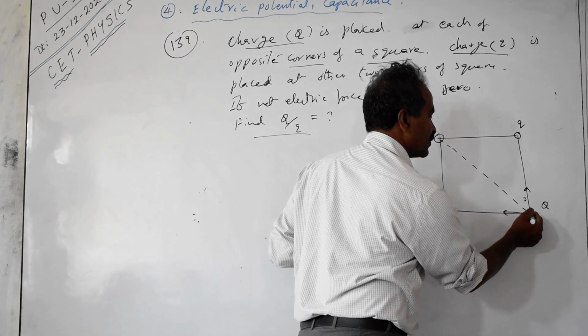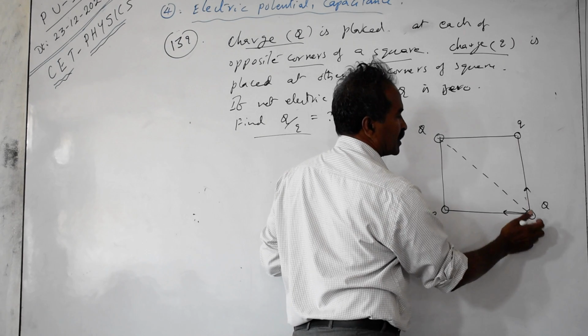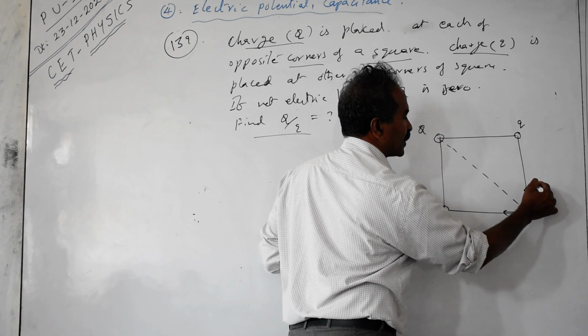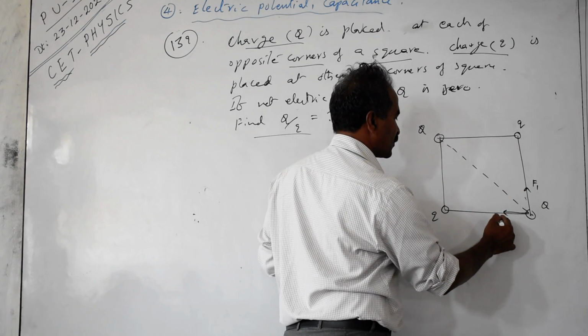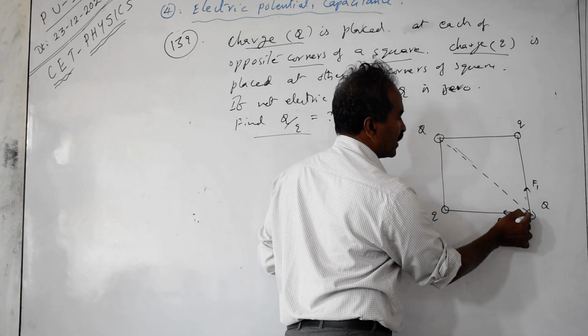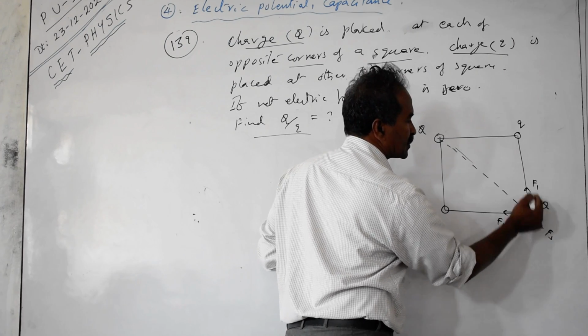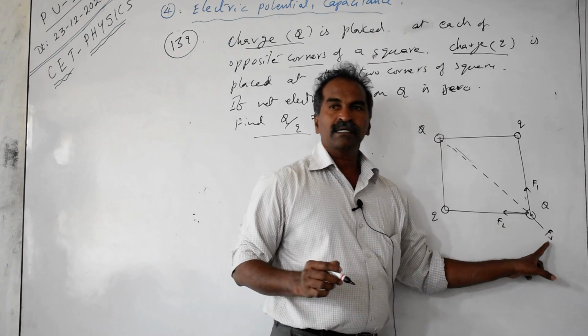So on this charge, the force between these two I will take as F12 or F1, and between these two F2. One more is there, this one is F3. If these two are attractive, this must be repulsive, that is F3. So the resultant of these two must balance F3.